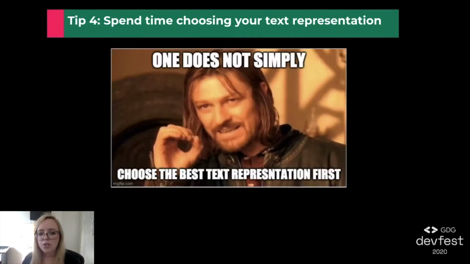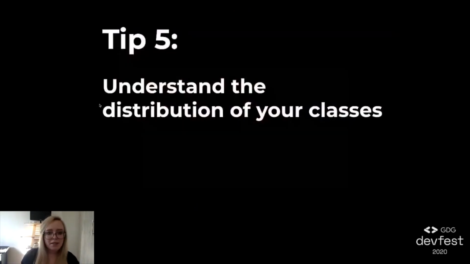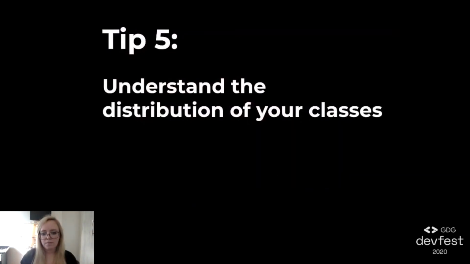Okay, so now we've finished preparing our data and we have now represented it in such a way that a machine learning algorithm would be able to understand it. Our next step in the model building journey would be splitting our data into a training, a test, and a validation set so that we can use that to begin building our model. This brings us to tip number 5. Understand the distribution of your classes.